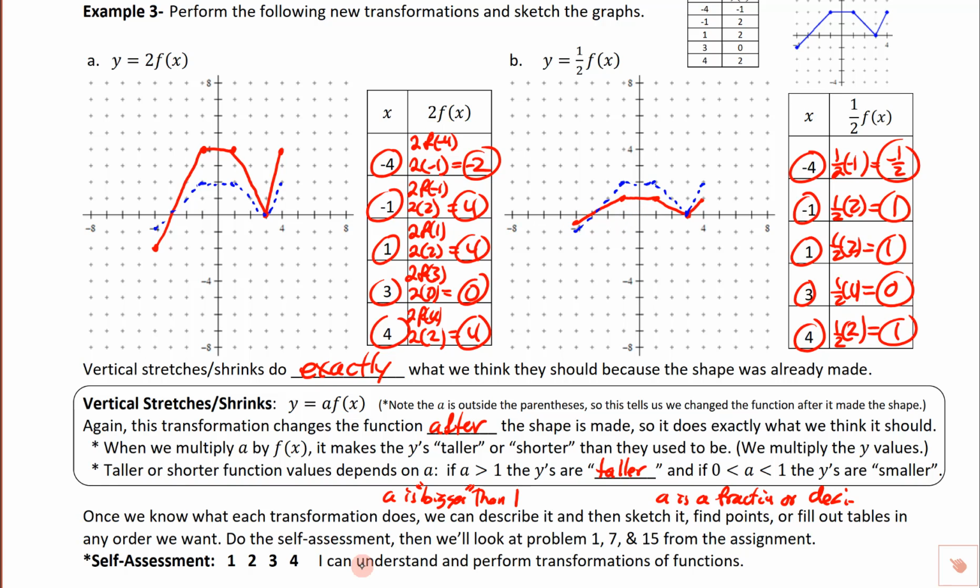Now, once we know what these transformations do, we can describe it, we can sketch it, we can find all the points and fill out the tables, and we can do that in any order that makes sense to us. So once you can describe it, the rest of the stuff is usually pretty easy. So we're going to focus on that. What I'd like you to do right now is go ahead and do the self-assessment, and then we're going to take a look at problems 1, 7, and 15 from the assignment.